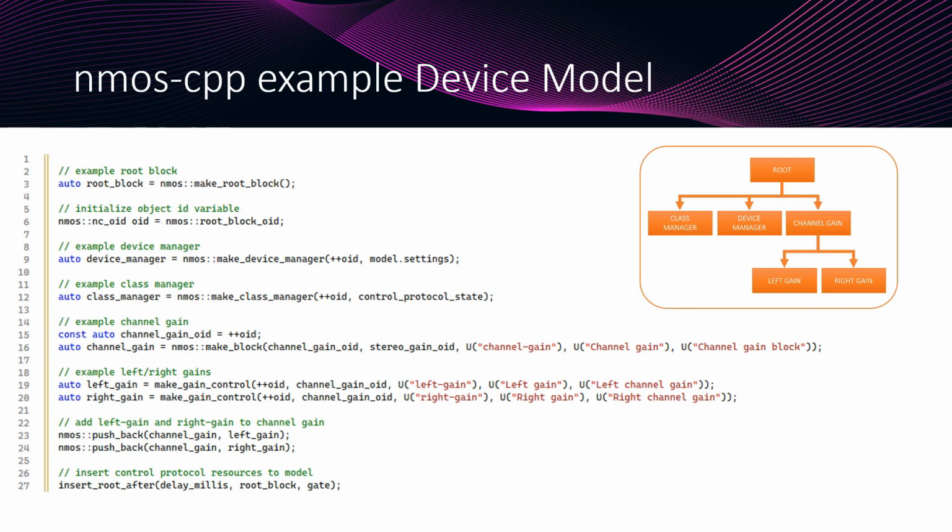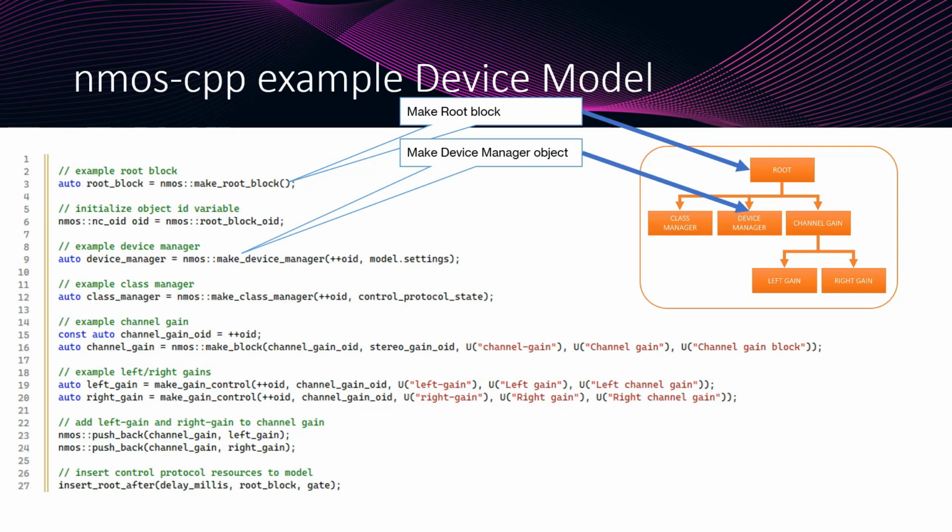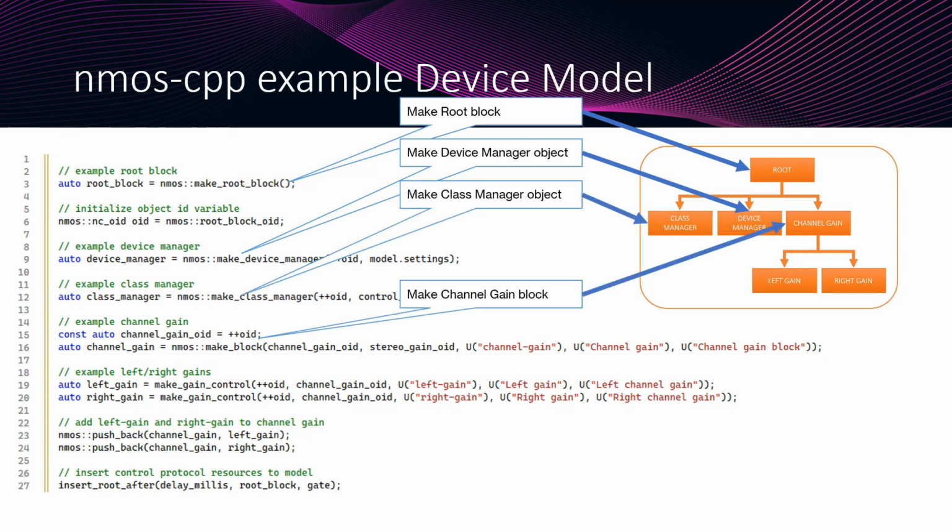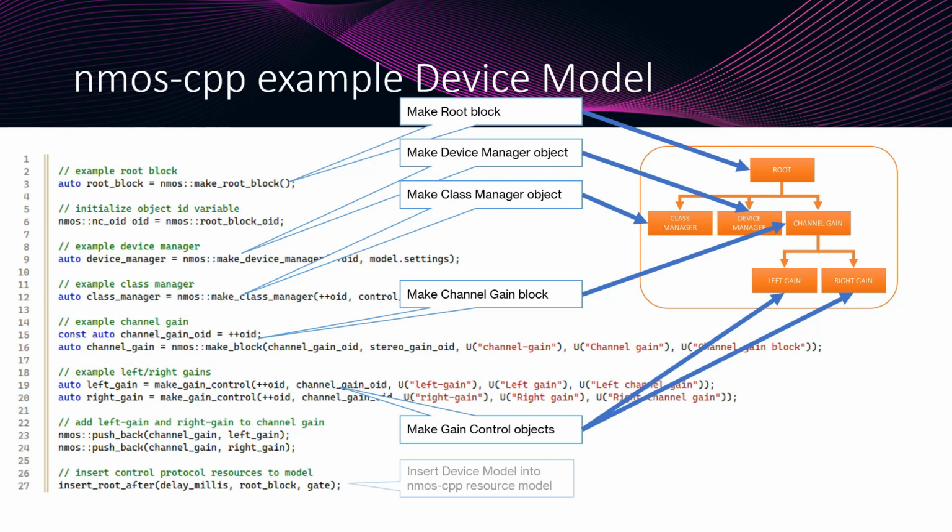Let's see how we can define a simple device model using the NMOS CPP code. Firstly, we define a root block. Next, we create a device manager and a class manager. Now we're going to create a block for our channel gain controls. Then we make the gain control objects using a user-defined helper function. We'll dig into that in a bit more detail in a moment. Finally, we add the device model into the NMOS CPP resource model.